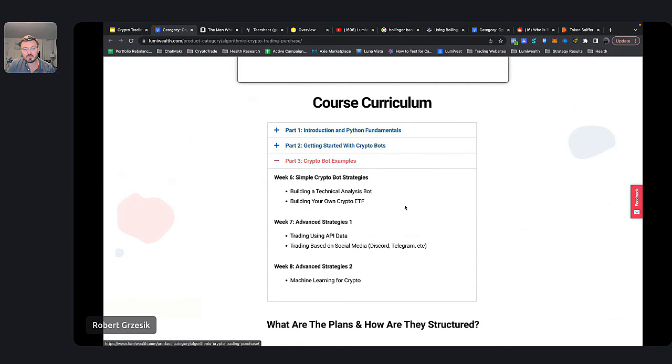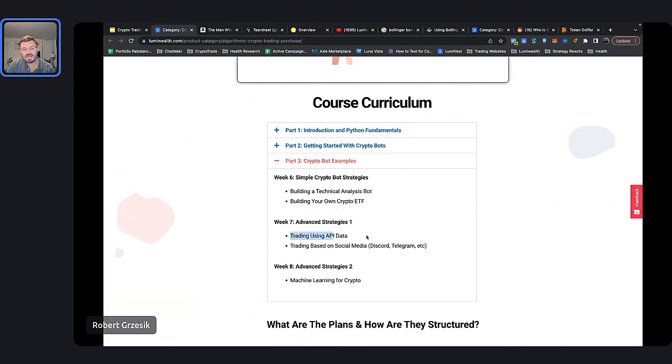And then part 3, we're going to go over a lot of different examples, right? So once you've got all those basics down, now we're going to show you algorithm after algorithm after algorithm, and we're going to show you how each one works and how you can modify it and make it your own, right? So we're going to show you technical analysis trading bots. We're going to show you how to build a crypto ETF or a rebalancing type bot, like what I showed you, that custom ETF thing.